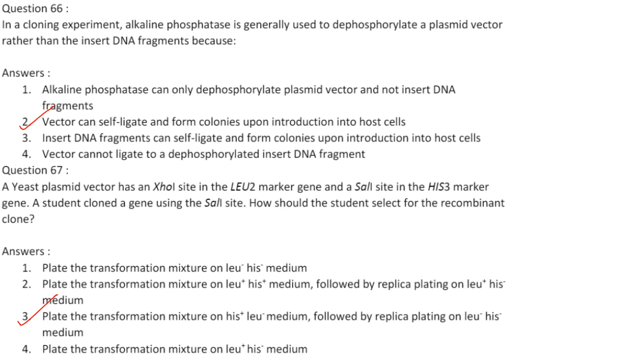Now see option 3. Plate the transformation mixture on histidine plus leucine minus medium followed by replica plating on leucine minus histidine minus medium. Now if you plate on the histidine plus leucine minus, the histidine 3 gene is disrupted. Histidine is provided in the medium and the transformants will grow. Even if leucine is not provided in the medium, leucine 2 gene will synthesize the required leucine. Now replica plating on leucine minus histidine minus medium will allow non-transformants to grow, and since histidine is not provided in the medium, the transformants will not grow as histidine gene is disrupted. By comparing the replica plate with the original plate, you can choose the transformants. So the answer is option 3.